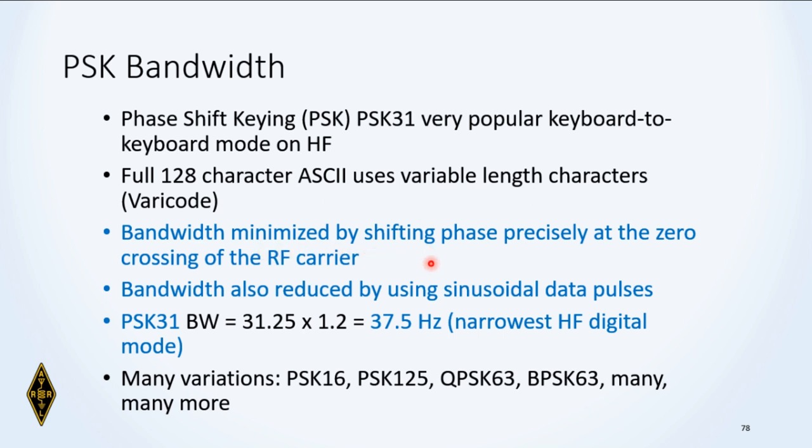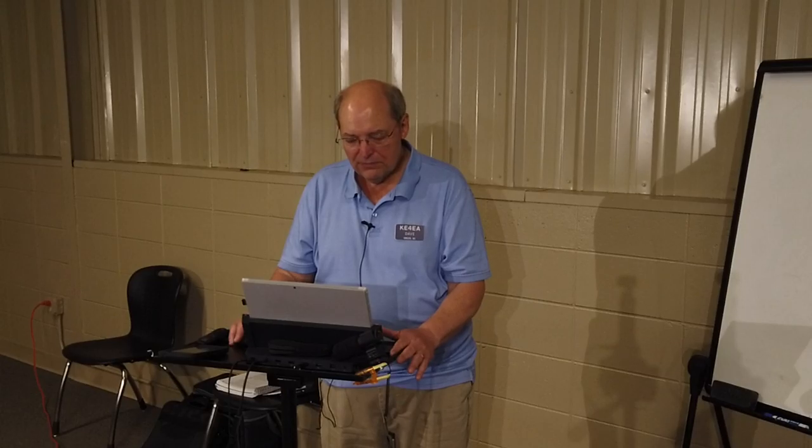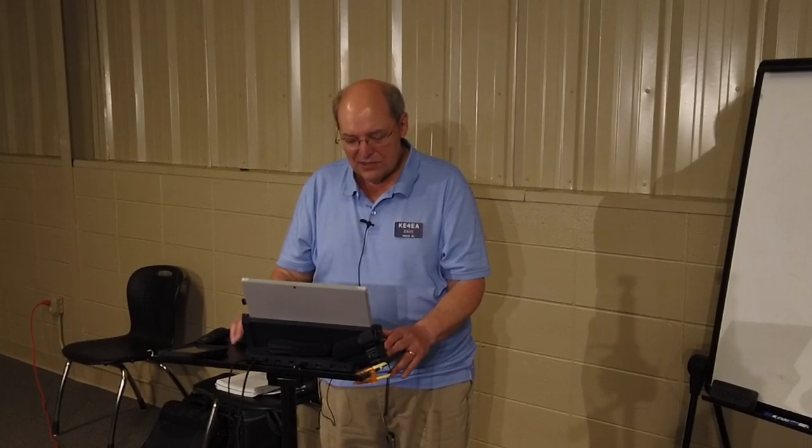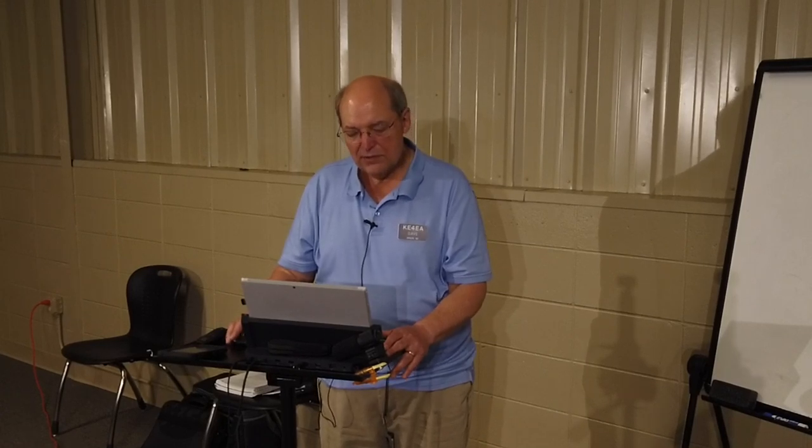Bandwidth is minimized by shifting phase precisely at zero crossing of the RF carrier. Bandwidth is also reduced by using sinusoidal data pulses. I'll show that in a second. And for PSK31, the bandwidth actually works out to be 37.5 Hz. It says that's the narrowest HF signal mode. And that's from the point of view of the test questions that we have. There's actually narrower modes today, but some of those didn't exist when they did the question pool. So pretend that PSK31 is the narrowest HF mode for now, because that's what the pool question will want. FT8 and JT9 are actually narrower. And there's all kinds of variations of PSK. There's 16, 125, all of these others. There's a whole mess of them. But the one that was most popular was PSK31, and it's still in use.